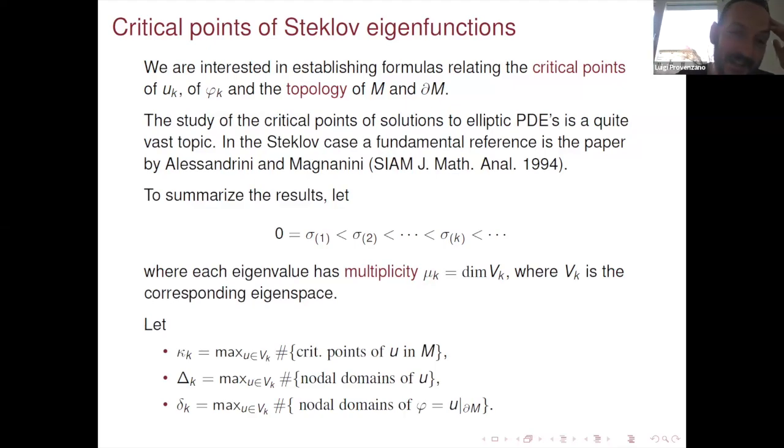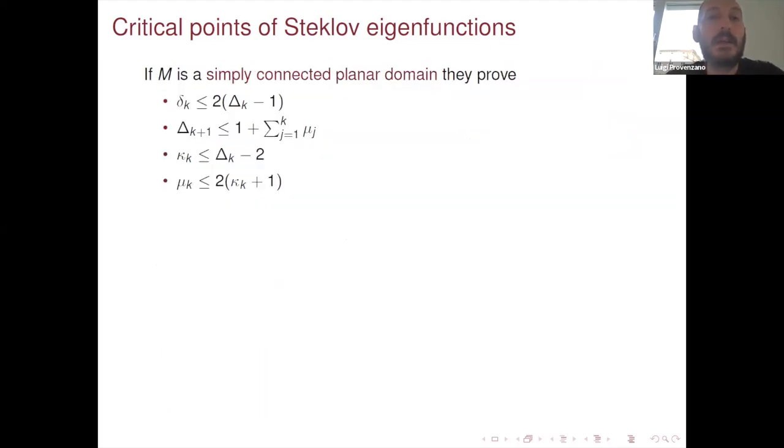Okay, this is not really happy notation. It denotes the maximal number of critical points of an eigenfunction in the eigenspace Vk; capital delta K, the maximal number of interior nodal domains of an eigenfunction in Vk; and small delta K, the maximal number of boundary nodal domains of an eigenfunction in the kth eigenspace. And so the kind of results in this paper are those inequalities relating these four quantities.